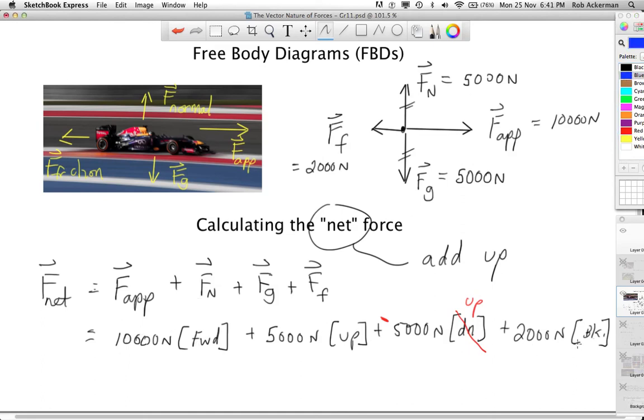Let's take a look at this one. 10,000 forward. Here's a back, which is the same as a forward if we put in a negative sign there. So now we have 10,000 newtons forward minus 2,000 newtons forward. All that leaves me with is 8,000 newtons forward, everything else having canceled. And that is what we call the net force. It's the overall force once everything is taken into account.